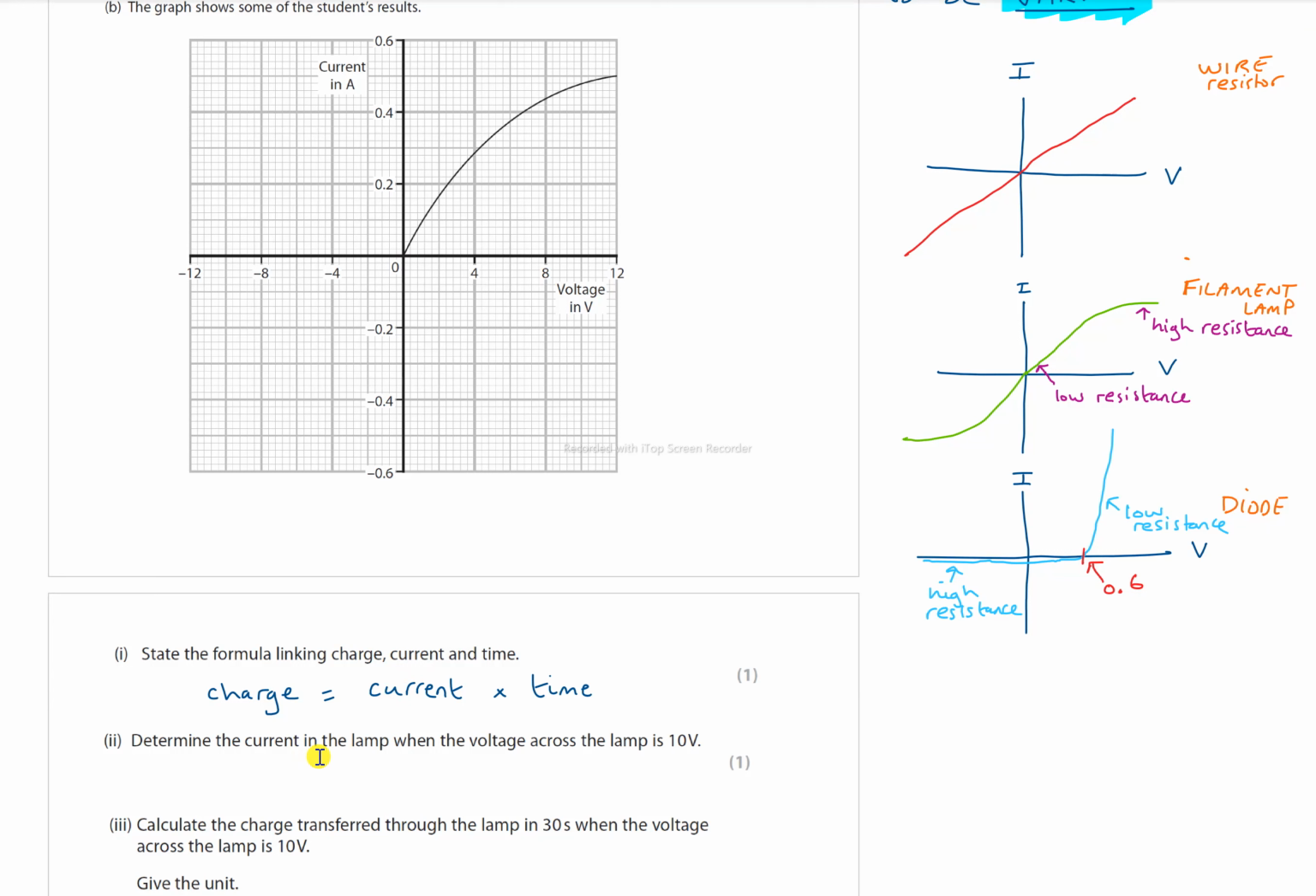Right, determine the current in the lamp when the voltage across the lamp is 10 volts. So 10 volts is here. We go up.